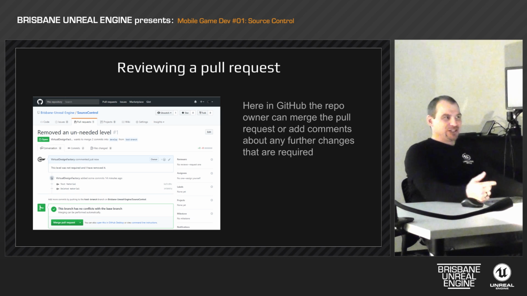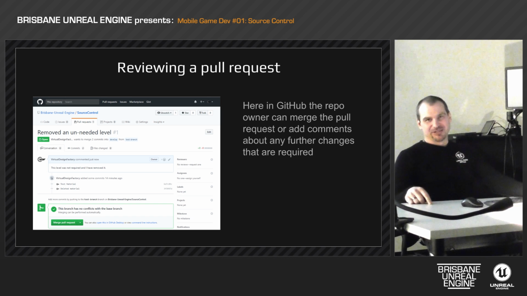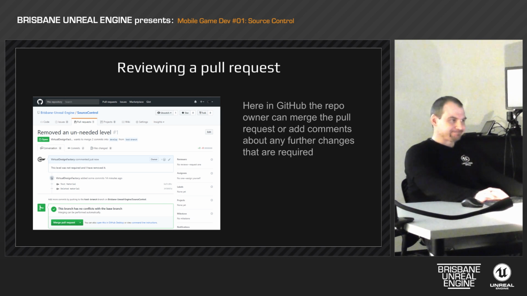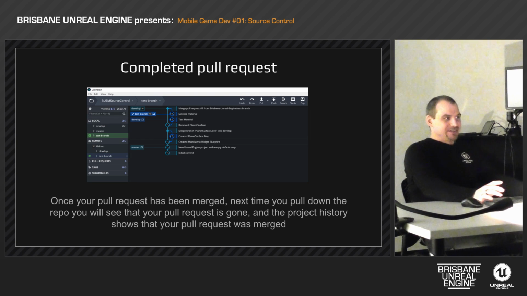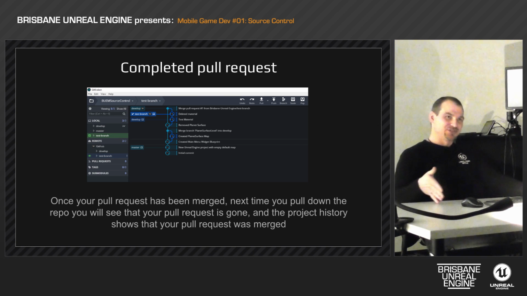On GitHub, we can review the pull request. This is something as if we owned the repo. We can see what that person's pull request entails, and we can accept it or reject it. And then that's it. Once it's completed, it's completed. It'll go into the project history, and then when you pull down the main repo, you'll see your change merged into it.